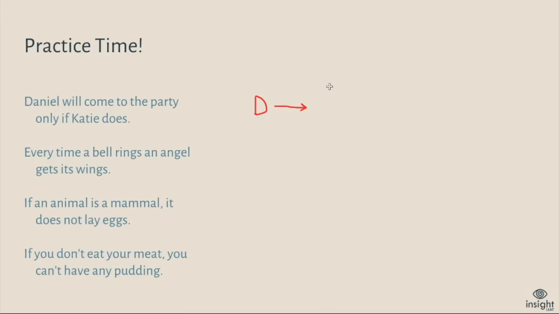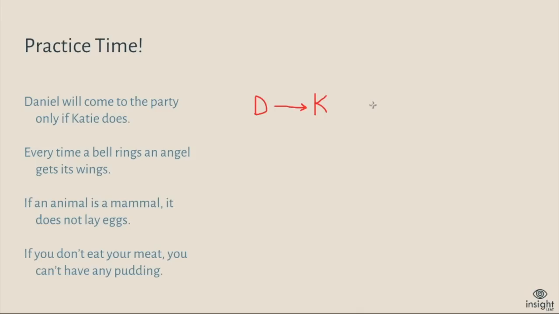Think about it. Katie must also be at this party because she's a necessary condition for him being at this party. If Daniel's there, Katie's gotta be there because that was a necessary thing. Daniel was never going to go unless Katie was there. So as soon as we see Daniel, we know Katie is somewhere at that party also.